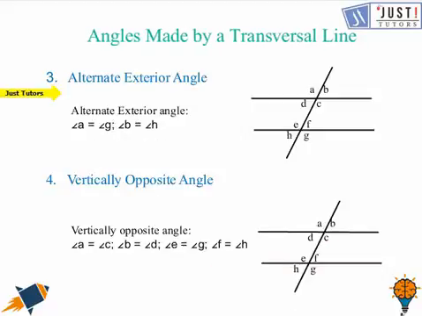Then we have alternate exterior angles. So angle A equals angle G. They'll be on alternate sides, opposite sides. And angle B equals angle H, and as the name suggests, it's exterior, so they will be outside the two parallel lines. Then we have vertically opposite angles. Vertically opposite angles are like angle A and C, they are equal. Angle B equals angle D, angle E equals angle G, angle F equals angle H.